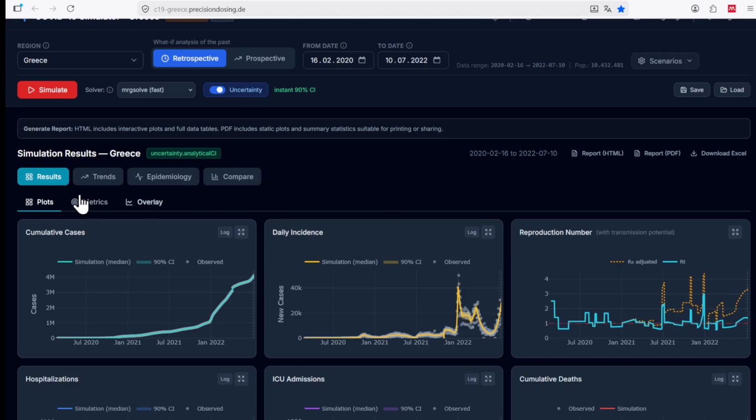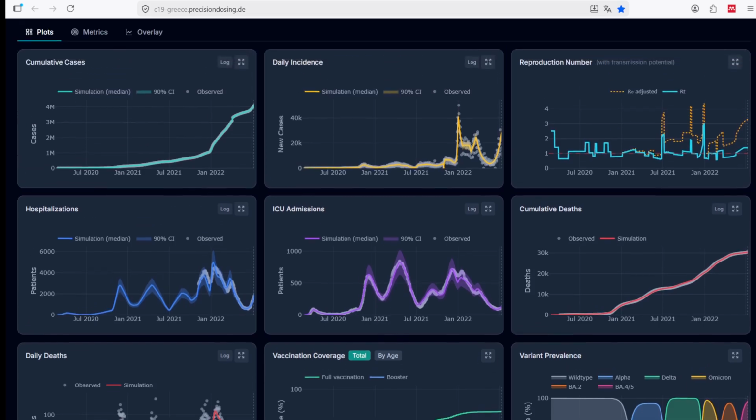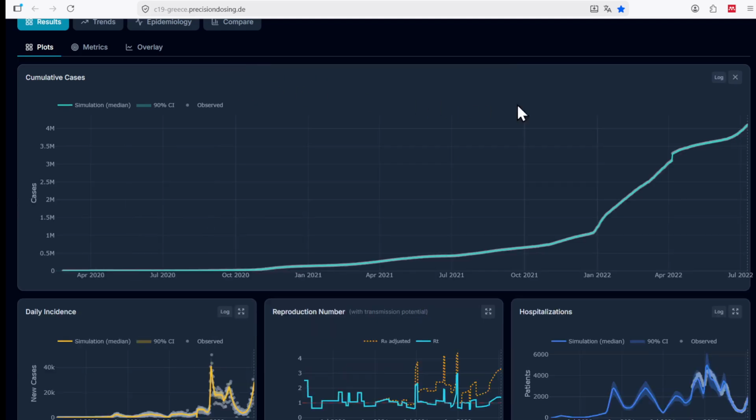In the Results section, the Plots subsection shows the trajectories of the epidemiological data and influential variables over time. Observed data is depicted as points, model simulations as lines, and confidence intervals as shaded areas. You can switch between a linear or a logarithmic y-scale by pressing Log. Extend a plot by clicking on the 4-arrow symbol.